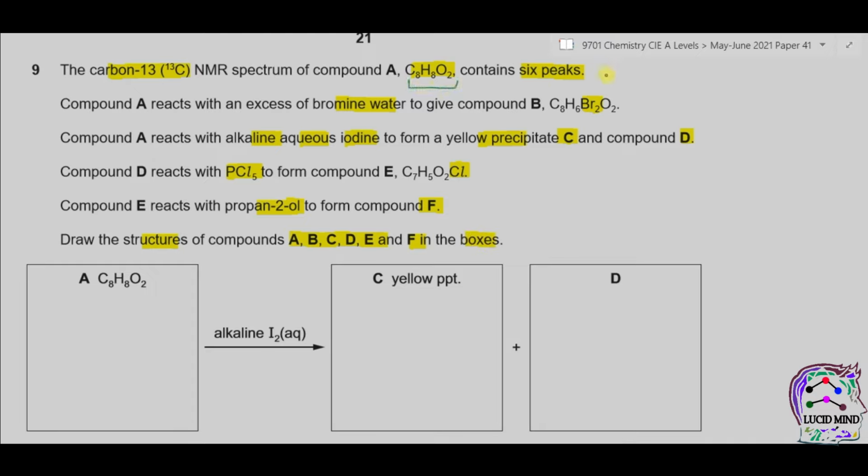It contains 6 peaks, which means that there are 6 different environments of carbon present. Then we have the first reaction. It reacts with excess bromine water to give this compound. In this compound we can see we had 8 hydrogen atoms, out of which only 6 are now present, and 2 hydrogen atoms are replaced with 2 bromine. Now it is not an alkene. In an alkene there is always an addition reaction and the hydrogen atoms are not changed. So it could be a benzene ring, as substitution can take place in benzene.